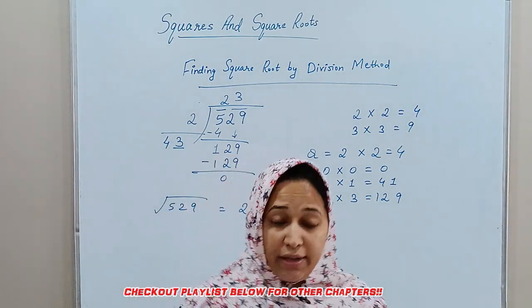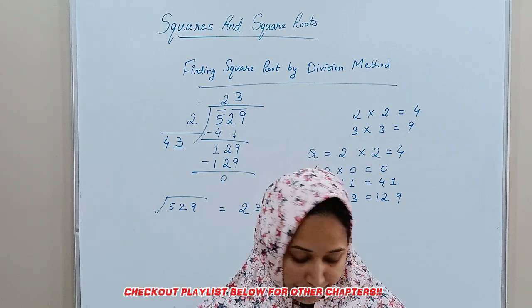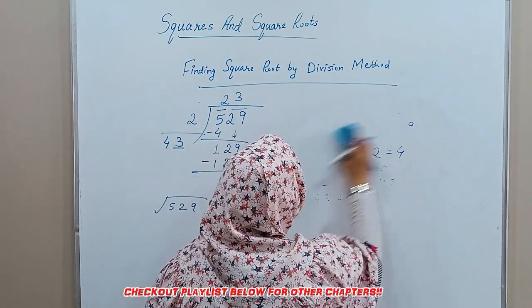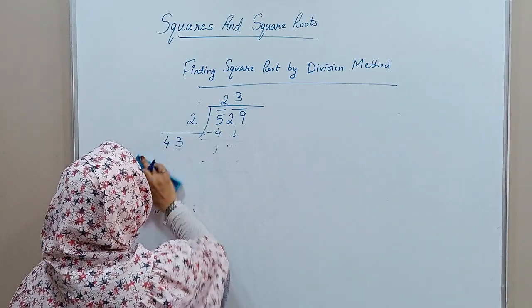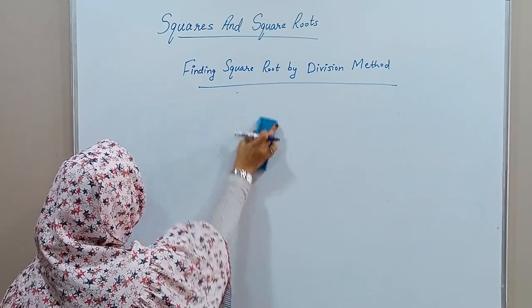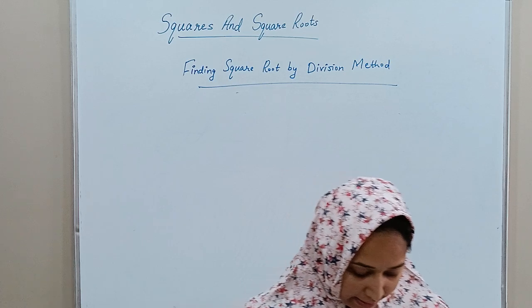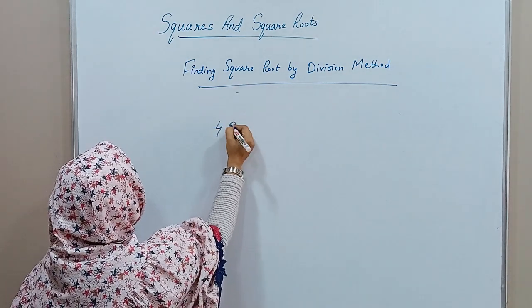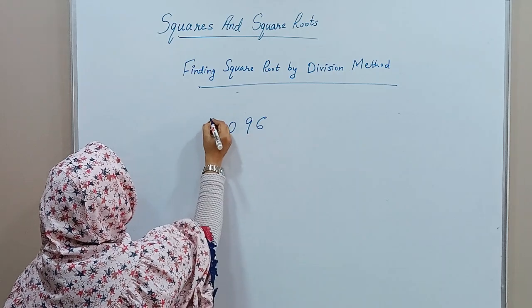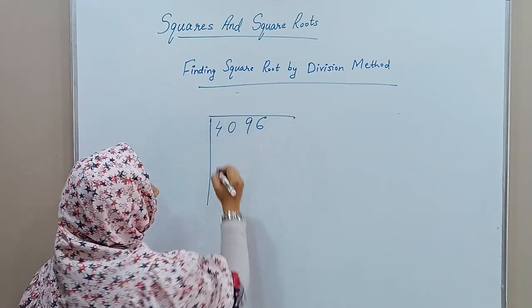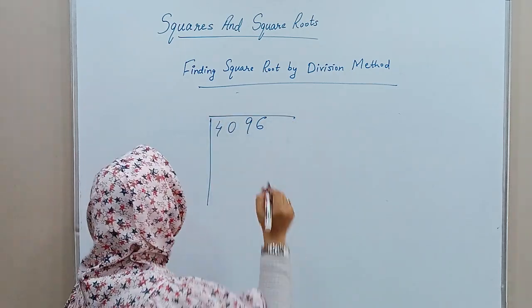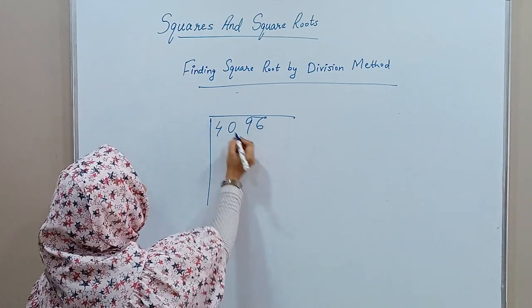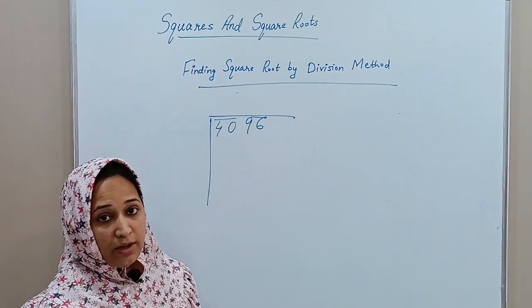We will take one more example to make it more clear. Suppose I take the number 4096, and you have to find the square root of 4096, right? The first thing is you have to make pairs. So 96 will be a pair starting from 6, and 40 will be the other pair.